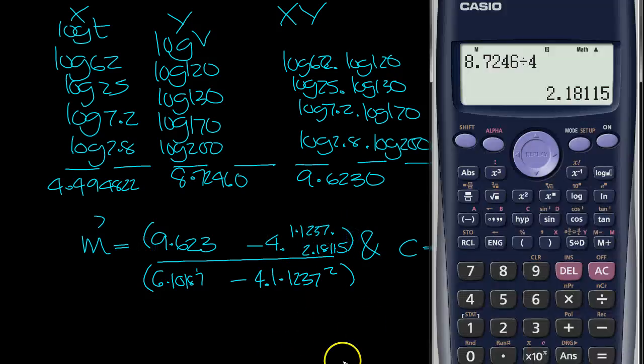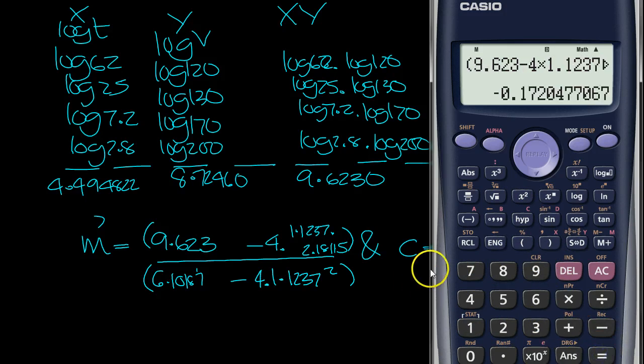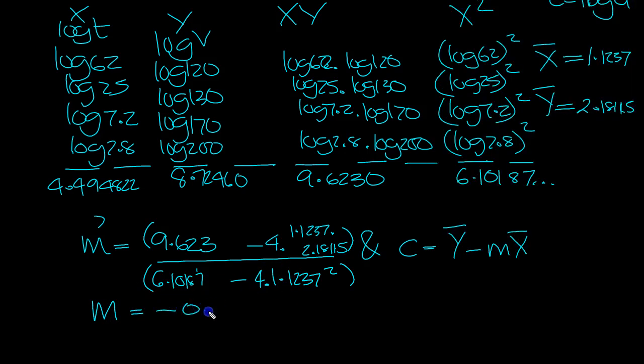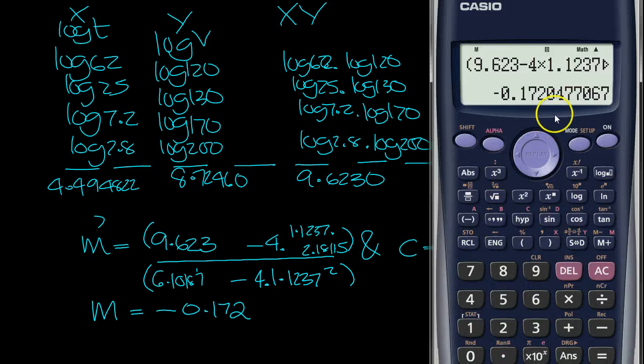That's M. So let's tap it in. Top number 9.623 minus 4 times 1.1237 times 2.18115, close bracket, divided by bracket, 6.10187 minus 4 times 1.1237 squared, close bracket, equals minus 0.172 is what we get. Yep, that's fine.